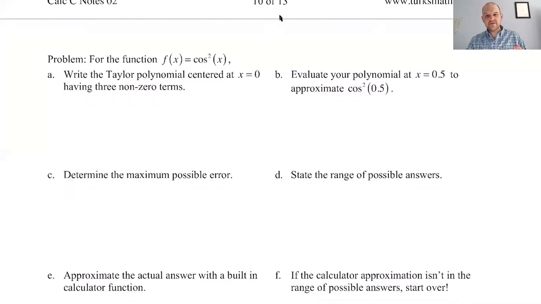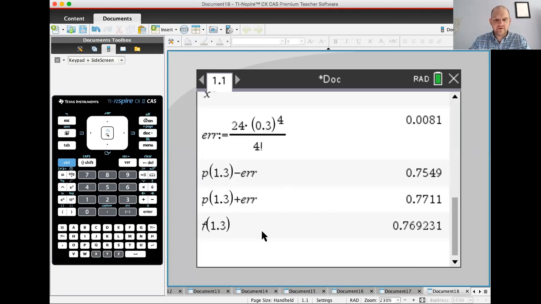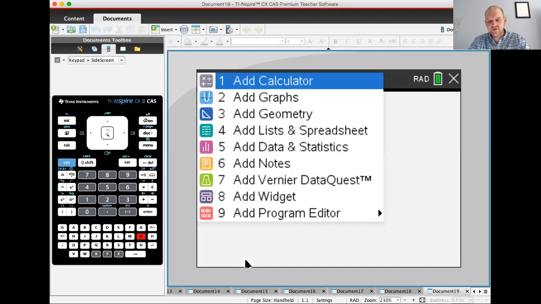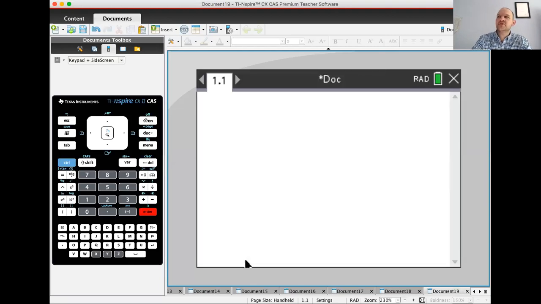So cosine squared of x is what we're really dealing with. So let's see if we can make that happen. New document for me. Maybe new problem would have been a good choice, but 19 documents ago, I decided not to do that. So f of x is cosine of x, and then squared.